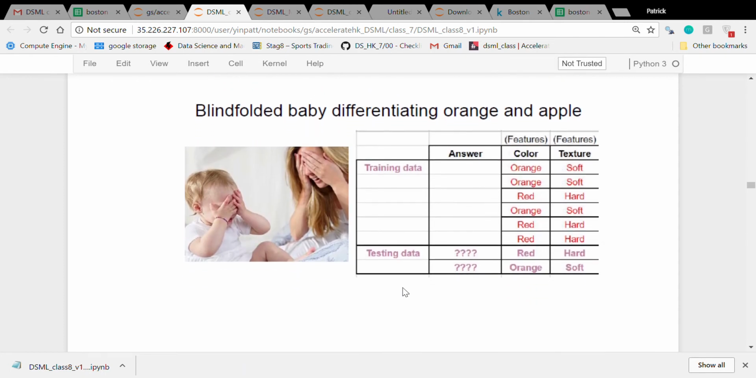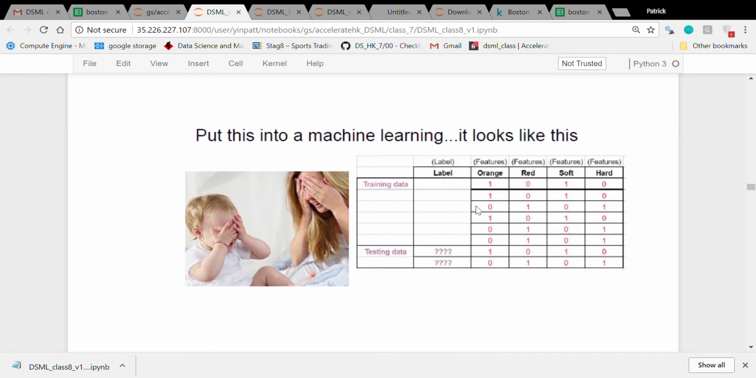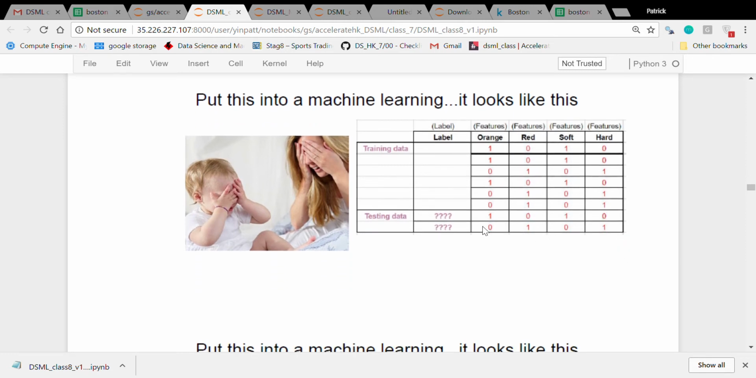So basically what the baby receives is very similar to what we previously have. But we don't have the ground truth. Okay, the answer is blank. But we have all the signals. So we have the signals this way, 1010 or 0101. And now the testing data is given these patterns. Which one is likely to be the other group?